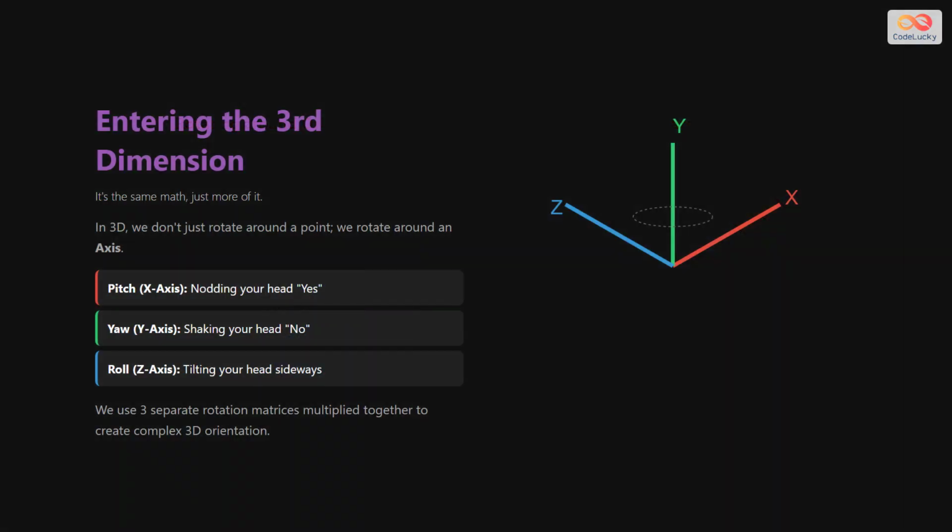Finally, moving to 3D adds a third axis, Z. In 3D space, we don't just rotate around a point, we rotate around an axis line. We have pitch for the x-axis, yaw for the y-axis, and roll for the z-axis. We combine three separate rotation matrices to orient 3D objects in any direction.